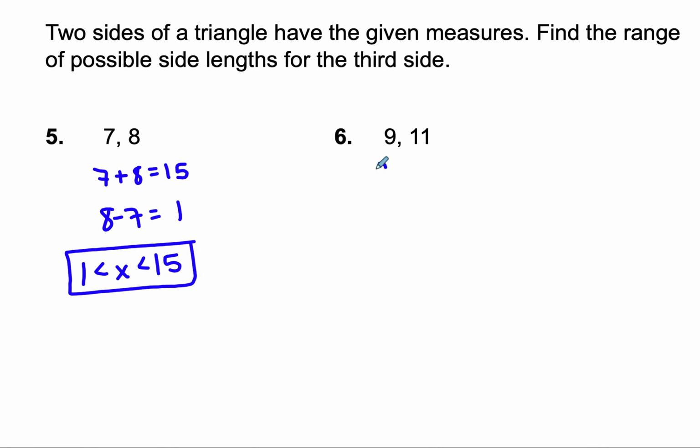Okay, for number 6, we're going to add and subtract with the numbers. 9 plus 11 is 20. 11 minus 9, remember we always subtract to get a positive answer, 2. 2 is less than x, which is less than 20.